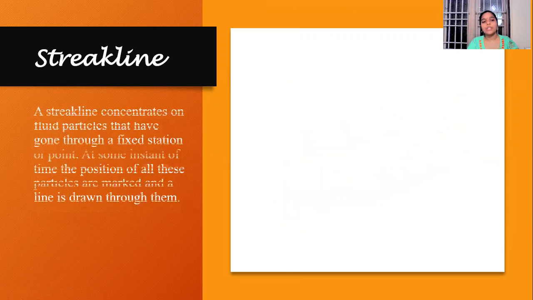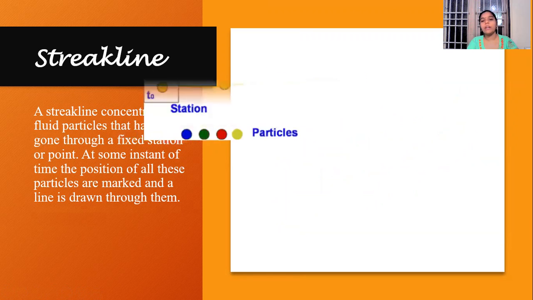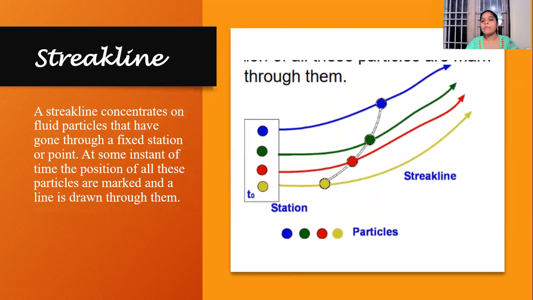And the second one is the streak line. What is a streak line? A streak line concentrates mainly on the fluid particles that have gone through a fixed station or a point. At some instant of time, the positions of all these particles are marked and a line is drawn through them. In this example, from one particular position, all the particles are moved in some direction, but a line is drawn from one particle to another. This is called a streak line.